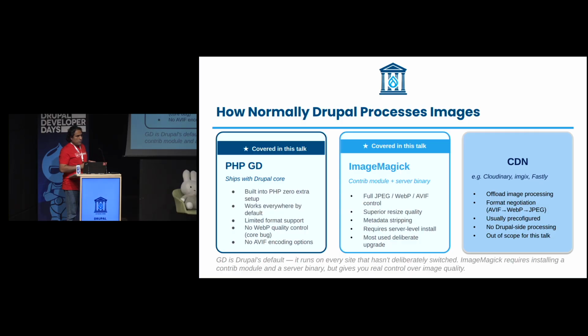Then we have CDNs. If you do not want to process images on your server, you want to offload them, you usually use this option. They usually come pre-configured, and there's not much room for you to change anything. So I'm not going to talk about CDNs today. Focus will remain on PHP GD and ImageMagick.